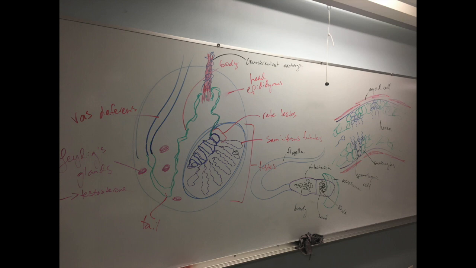Then all these little seminiferous tubules come together into a complicated network of tubes right in here. I'll draw it a little bit thicker, in blue, so we can tell the difference. This is called the rete testes.